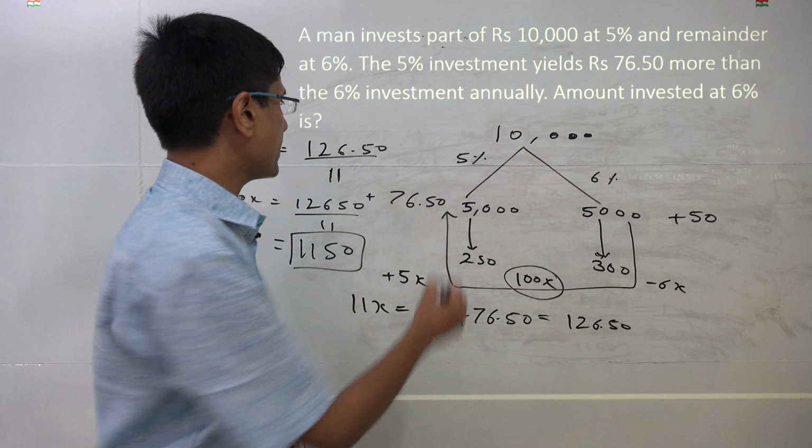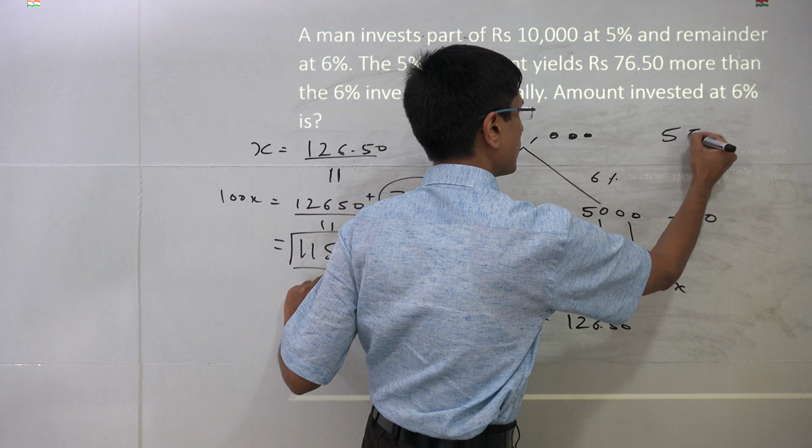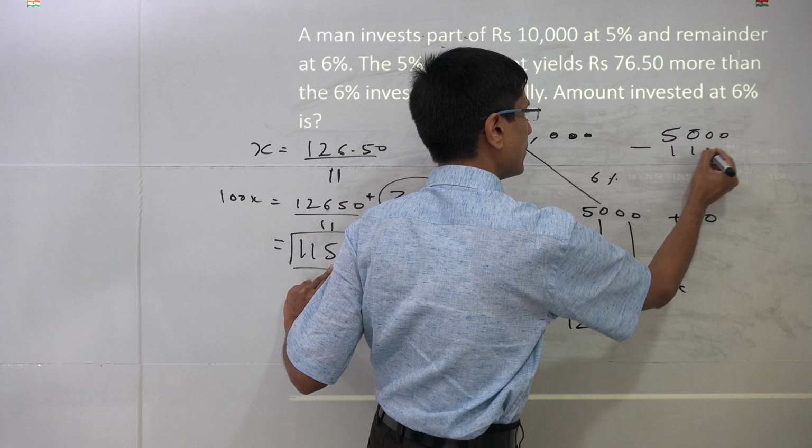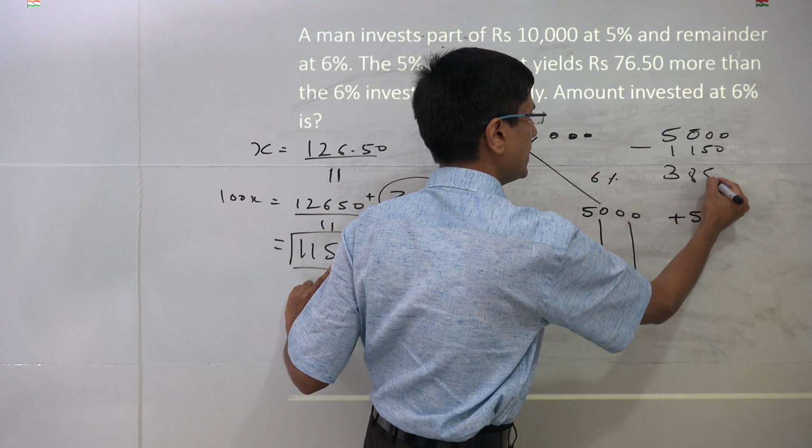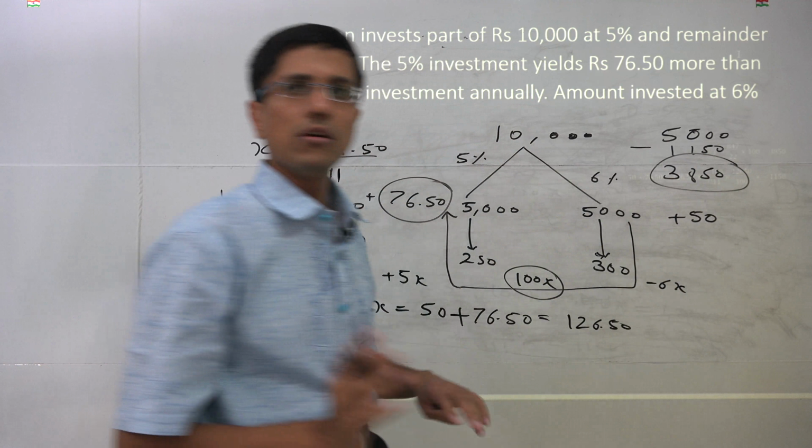When I am transferring 1150, this amount becomes 5,000 minus 1150, which I have moved from here to here, and therefore the answer is 3850, right?